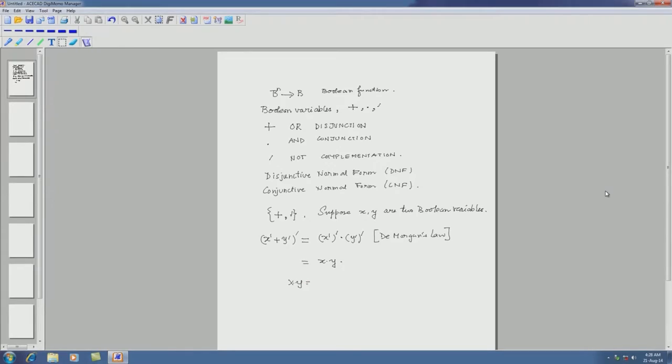Therefore, if we consider the disjunctive normal form of a function and then just replace all the products using the relation x dot y equals x complement plus y complement, and complement of that, then we can write that disjunctive normal form purely in terms of plus and complementation. And therefore, we can say that any Boolean function can be written in terms of the Boolean variables and the operations from the set plus and complementation.